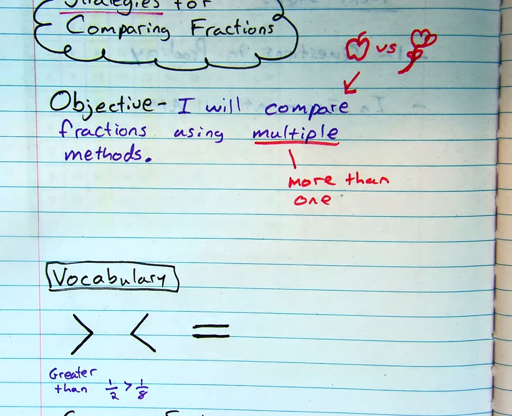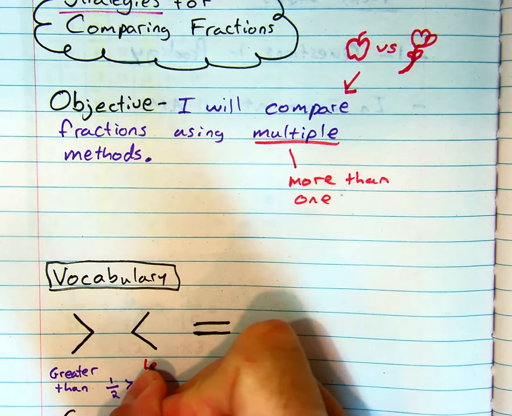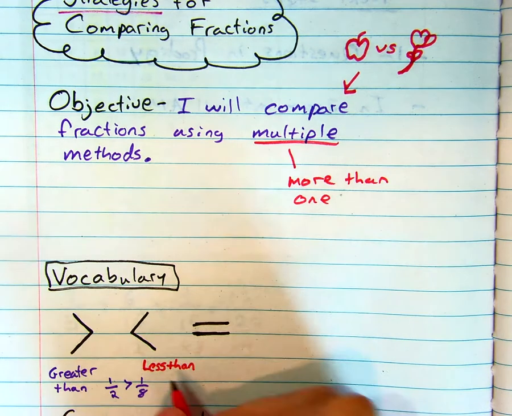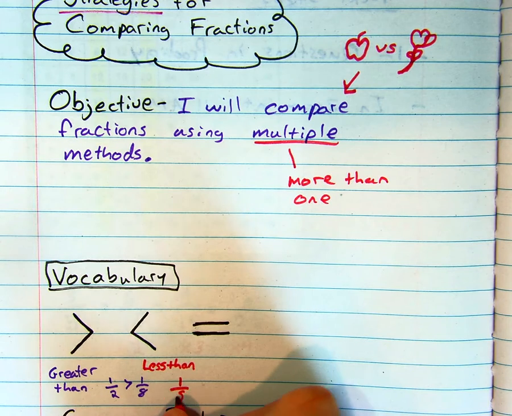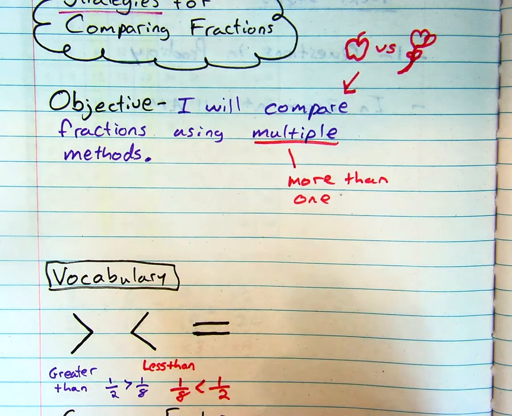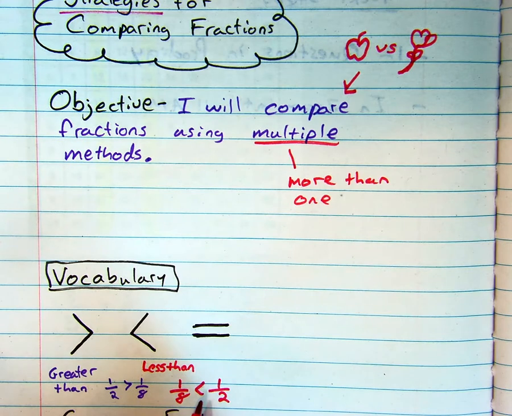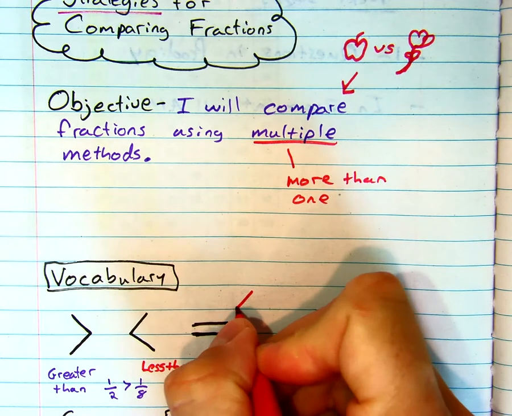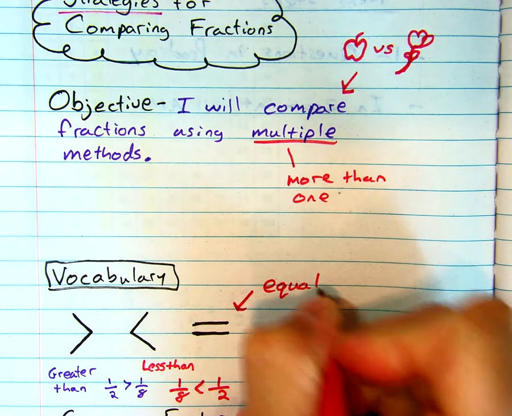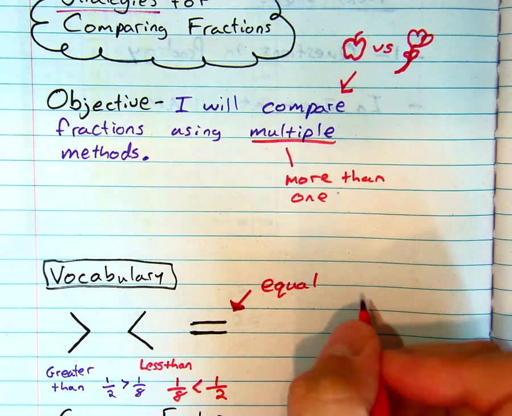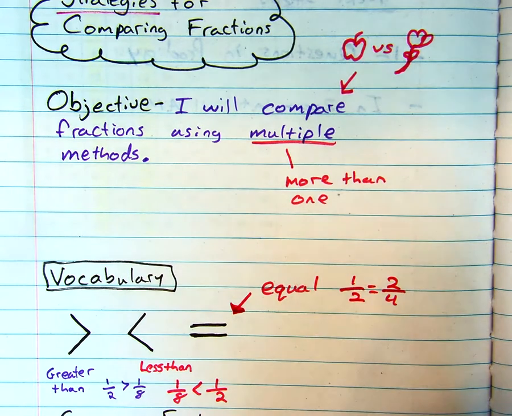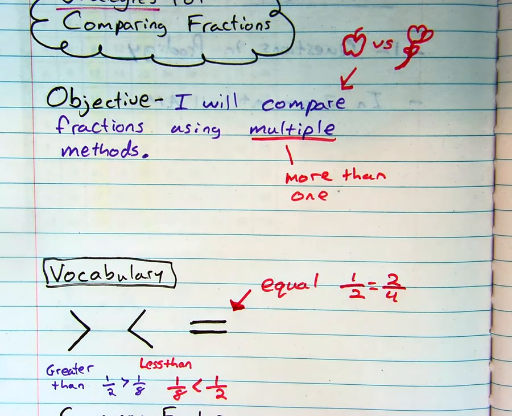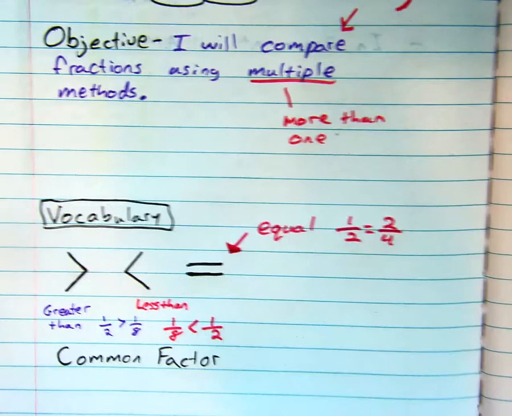Next up, we've got less than. And I should have space between less and than. And this would be if we put them in a different order, we would say 1/8 is less than 1/2. So same fraction, the order determines whether we are greater than or less than. Now, this one you should know means equal. And yesterday we had talked about equivalent fractions, so an example of that would be 1/2 and 2/4. They're similar.